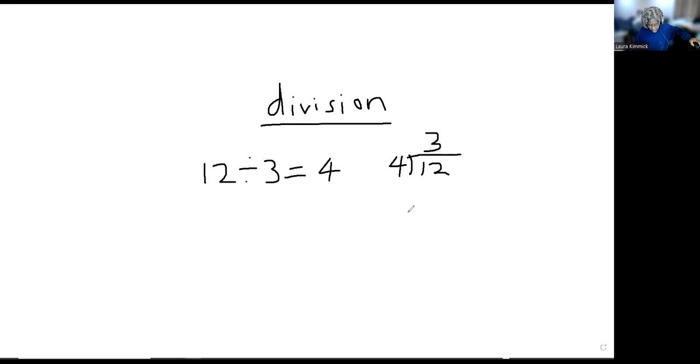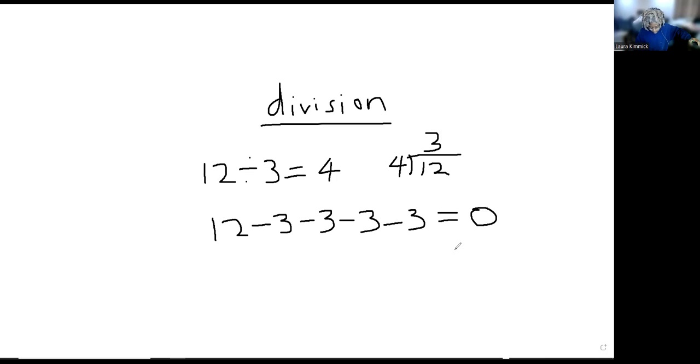Okay, so subtract 4 times from the number 12. So just do 12 minus 3, the first 3, that's 9. Minus 3 is 6. Yeah, so 12 minus 3 is 9. 9 minus 3 is 6. 6 minus 3 is 3. And 3 minus 3 equals 0.